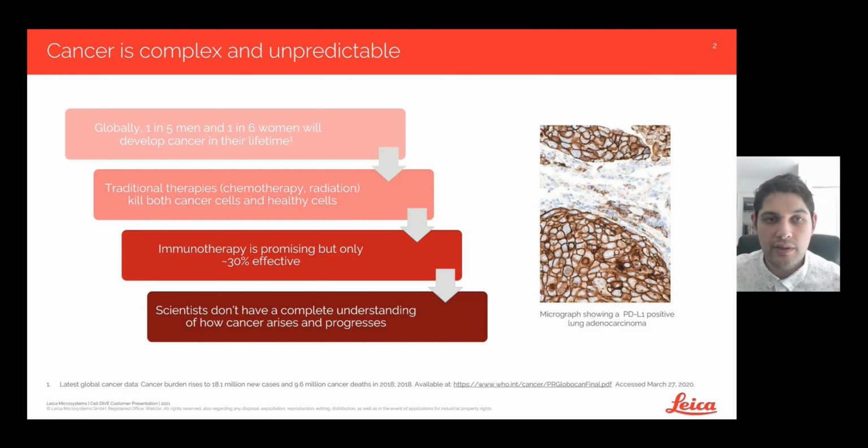Traditional therapies such as chemotherapy and radiation can kill both cancer cells and healthy cells. Immunotherapy is a promising advance in this field, especially for treatment, but it's only about 30% effective. So scientists still don't have a complete understanding of how cancer arises and how it progresses, and this has led to challenges in creating these new therapies and delivering them to the best possible patients.